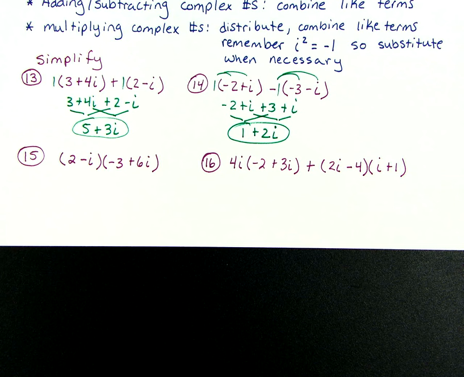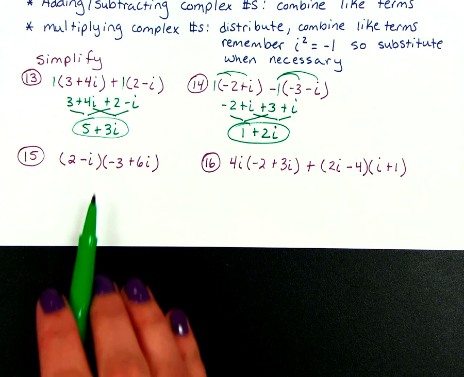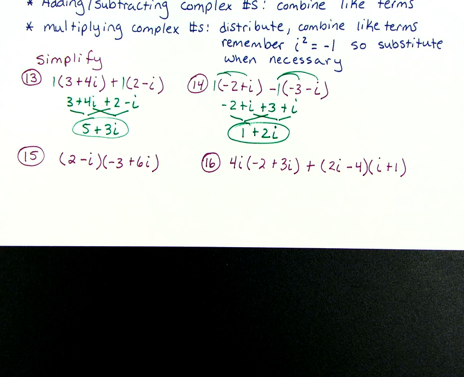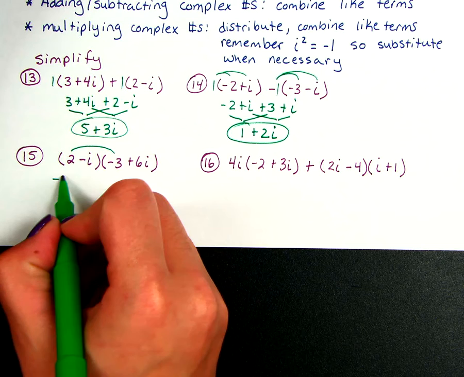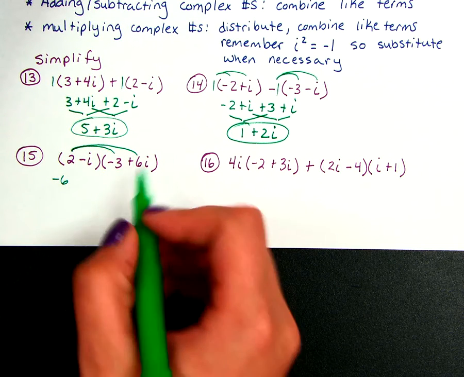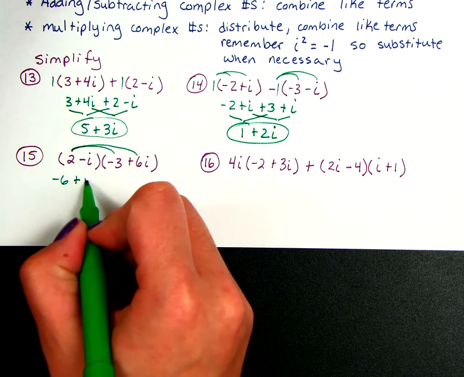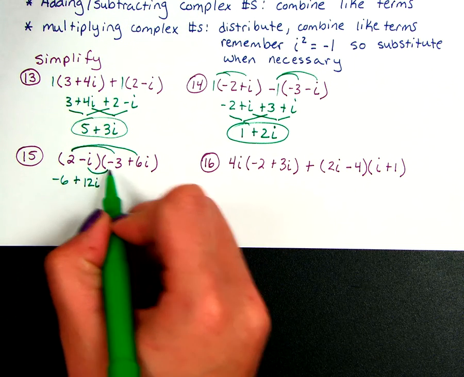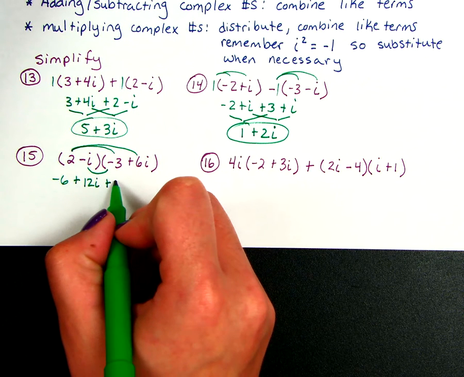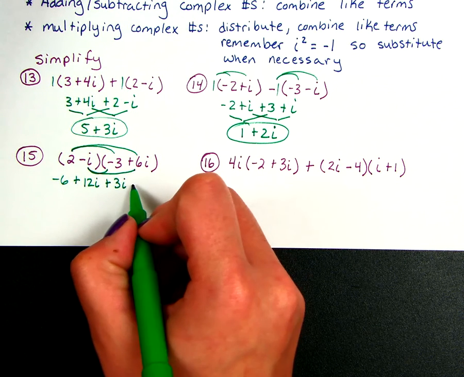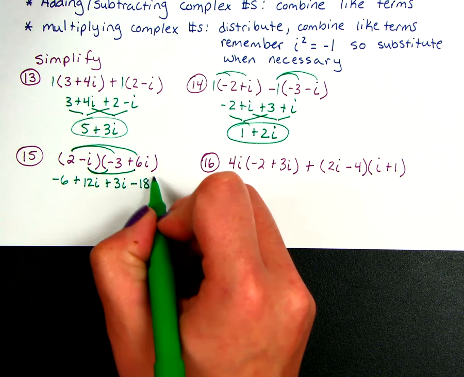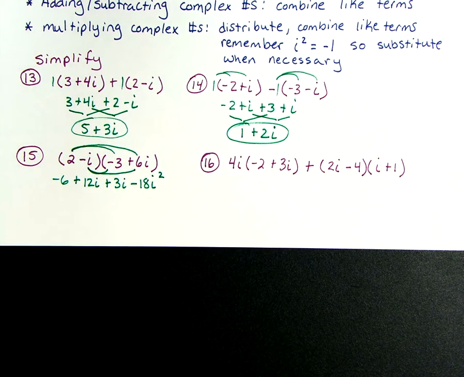All right, our next one. So we don't have an operation in between, so that tells us that we are multiplying. So we have to use the FOIL method to simplify. So I'm going to take 2 times -3, so -6. 2 times 6i, so that is 12i. -i times -3 is a positive 3i. And -i times 6i is -18i squared.